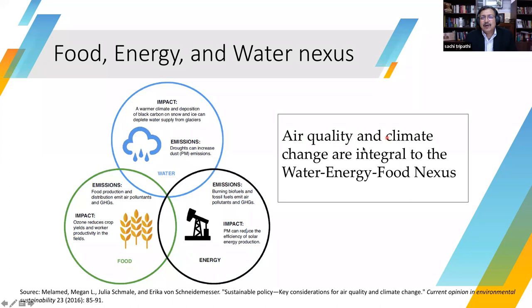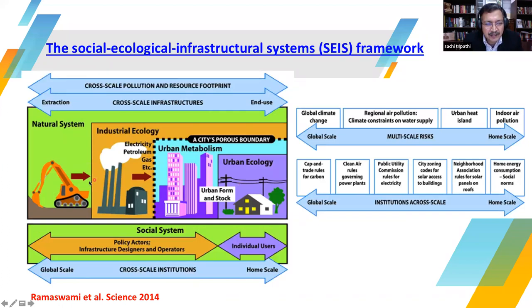So this way, you see, air quality and climate change are integral to the water-energy-food nexus. And this, I think, is very clear by looking at this slide. Here are the natural systems, like where you are doing mining. Then here is an industrial system or industrial complex. So you have electricity, petroleum, and then you have the city here, where you have urban metabolism, whatever activities are happening at an urban scale, which you can also call urban ecology. We call it the city porous boundary. And these are happening across scale infrastructure, from urban to industrial complexes to the mining places where you extract resources from.